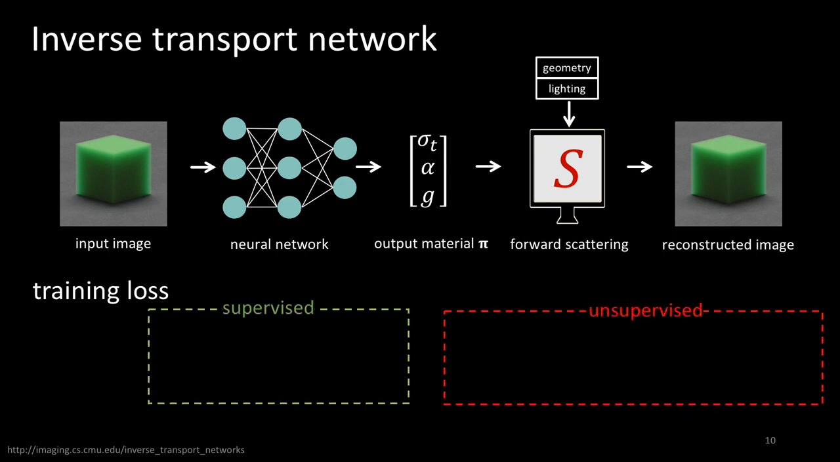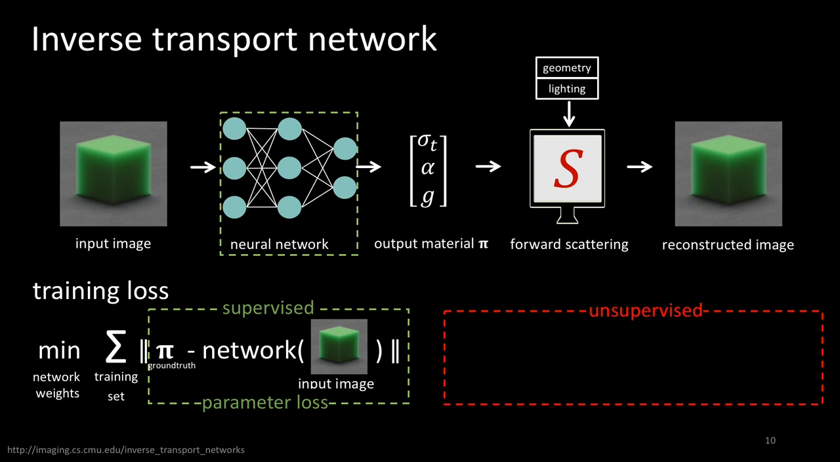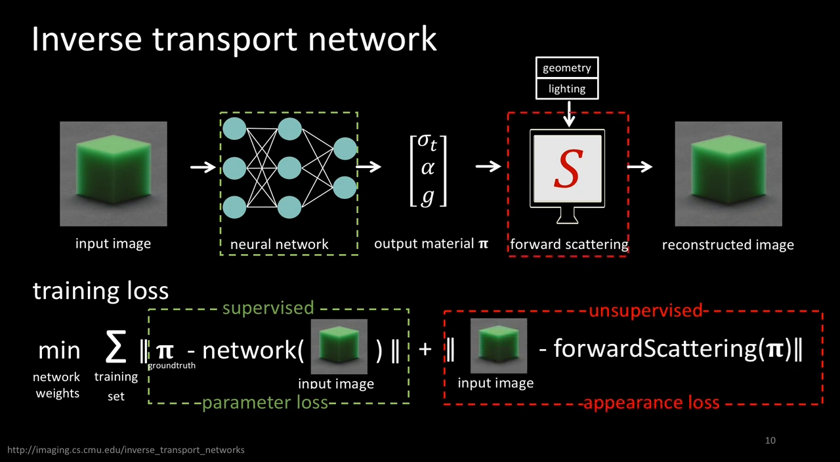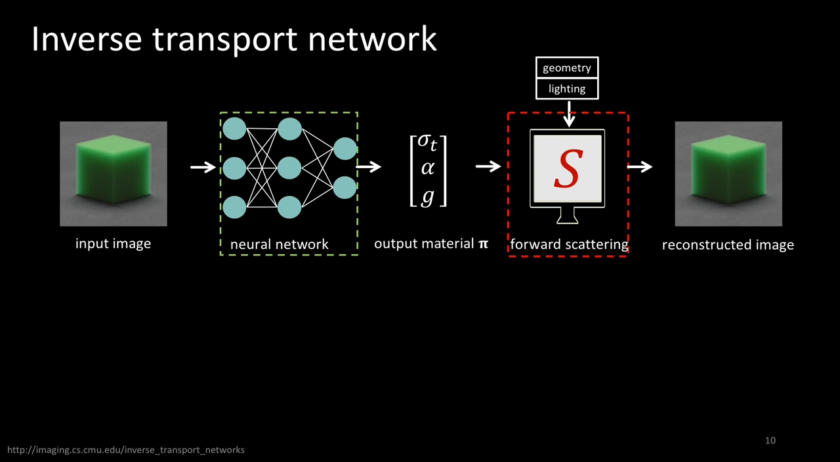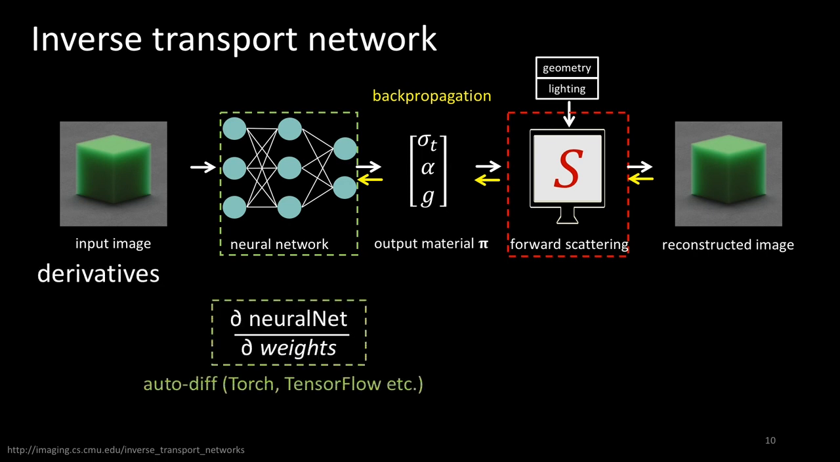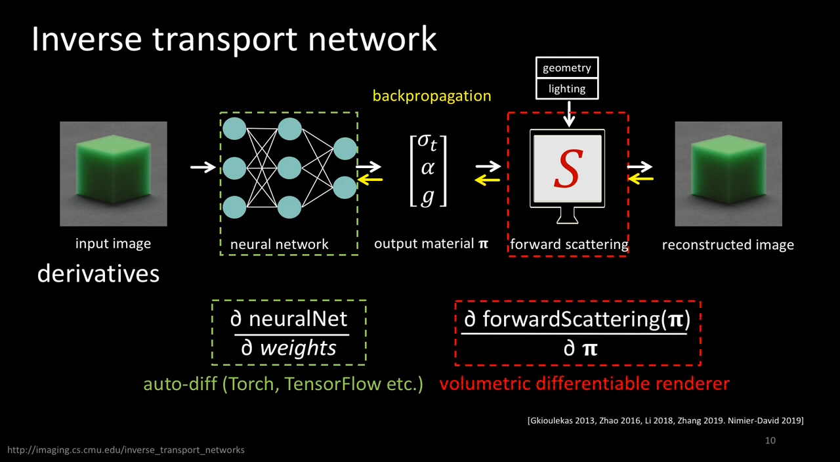First, a supervised loss compares the network output to ground truth material parameters. Second, an unsupervised loss compares input and reconstructed images. In order to train the network, we need to backpropagate from the reconstructed image back to the network weights, which requires two sets of derivatives. First, the derivative of predicted parameters with respect to network weights, which is easily obtained using auto-differentiation. Second, the derivatives of the forward scattering process with respect to predicted parameters, which we compute by implementing our own volumetric Monte Carlo differentiable renderer.